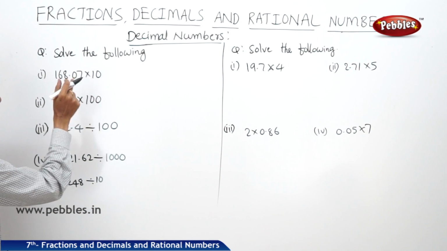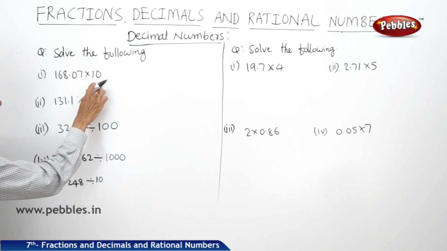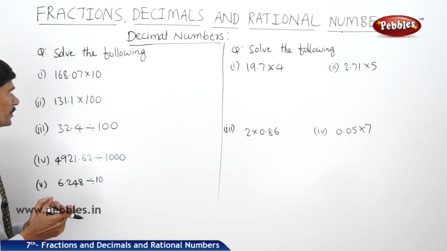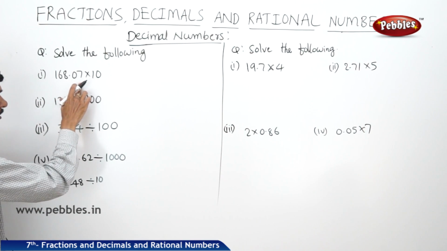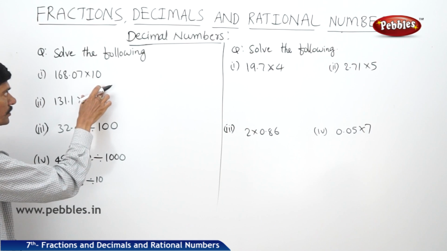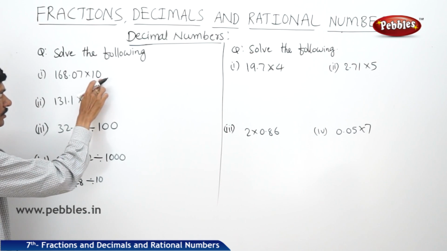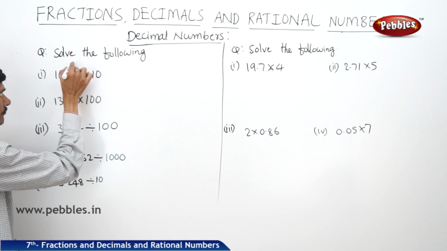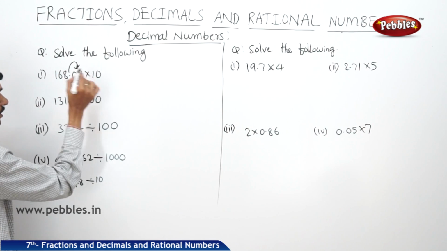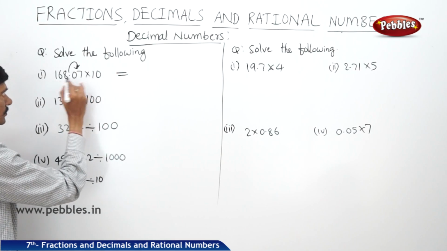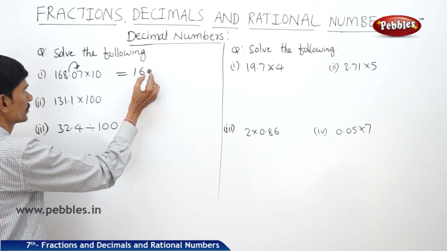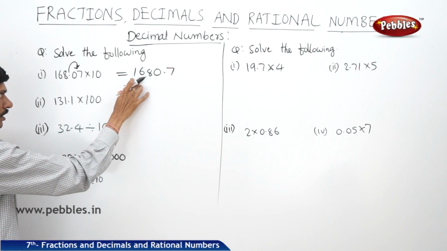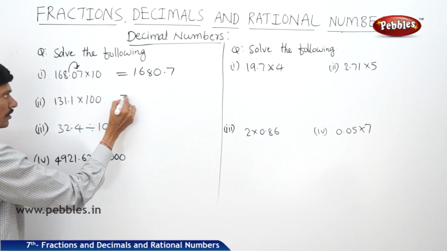168.07 into 10. So when a decimal number is multiplied by 10, 100, 1000, etc., then the decimal point will be shifted towards the right by as many digits as there are zeros in the given number. So in the given number 10, there is one zero. So the decimal point will be shifted to the right by one digit. Then we get the product as 1680.7.